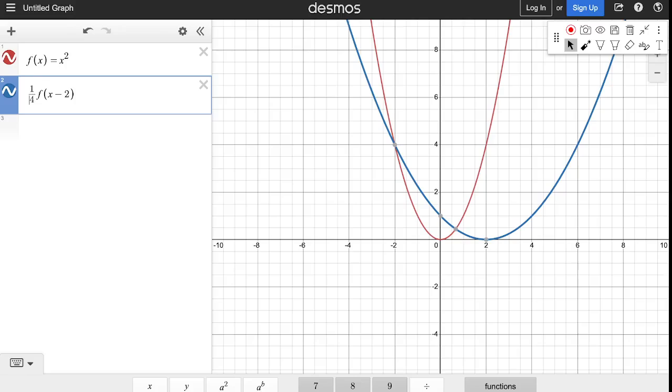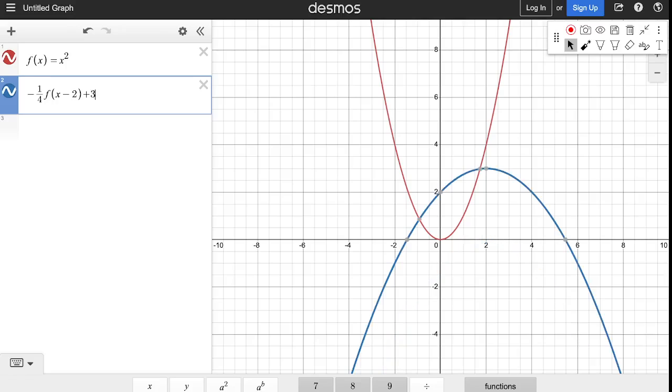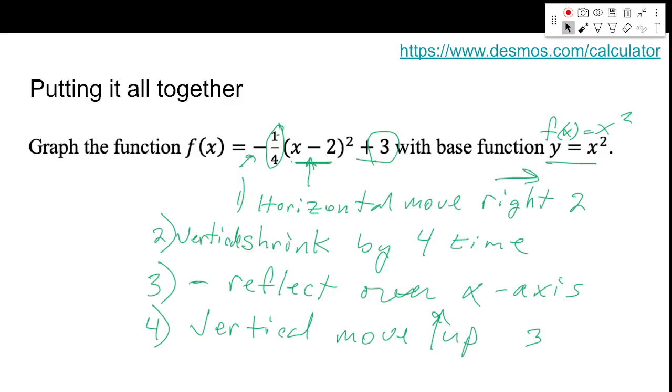And watch when I put this negative out front, it reflects it, and then I'm going to move everything up 3. And that's what's going to happen there, thinking of that order of operations. Now if I moved it up 3 and then reflected, that would still look pretty much the same. Following order of operations, you get the right movements. Okay, so this is what it's going to look like, and just follow along with the inside. Excellent. Back to here. So that puts all the movements together.